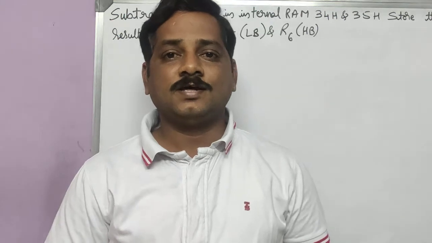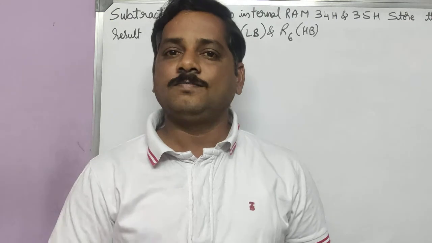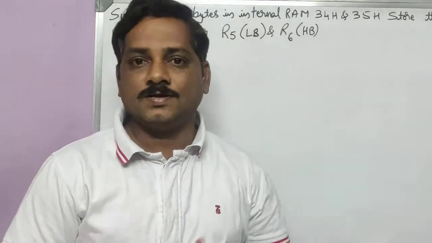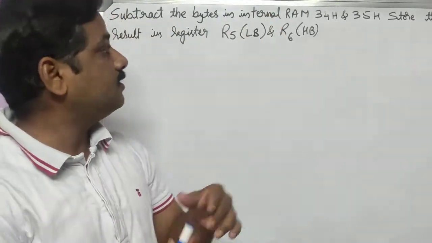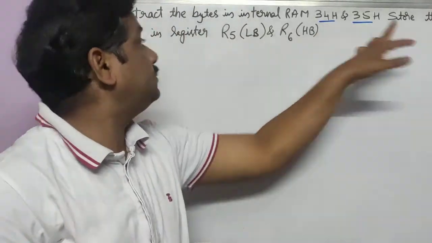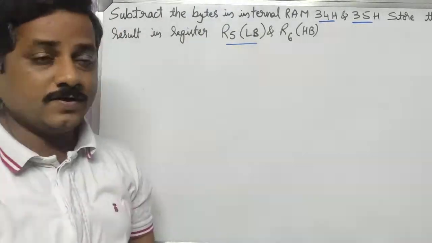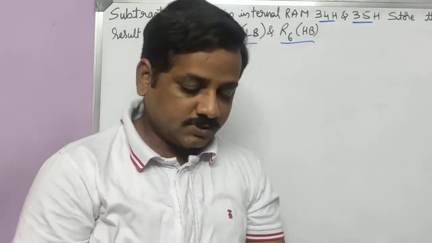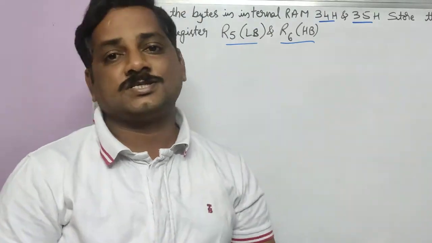Today let us discuss how to write a program for subtracting two 8-bit numbers in microcontroller 8051. So here I have taken one question related to subtraction. Subtract the bytes in internal RAM, which are stored at 34H and 35H. Store the result in register R5, that is, the lower byte should be stored at R5, and in R6 I should get the higher byte. So before taking up the program, let us understand how actually the subtraction instruction will work.